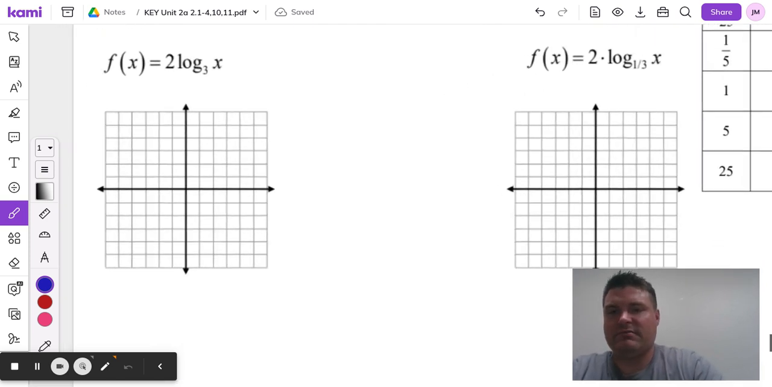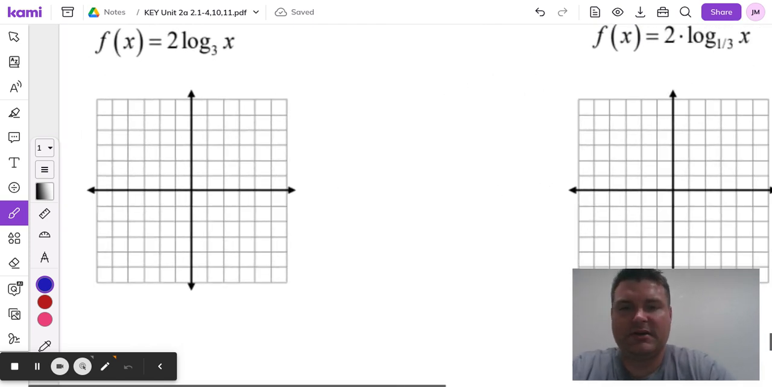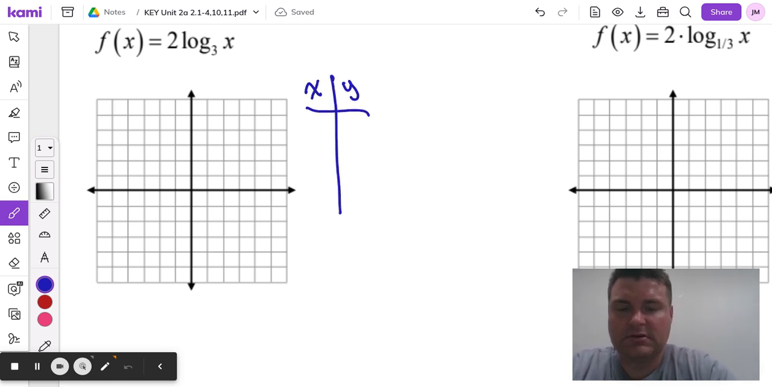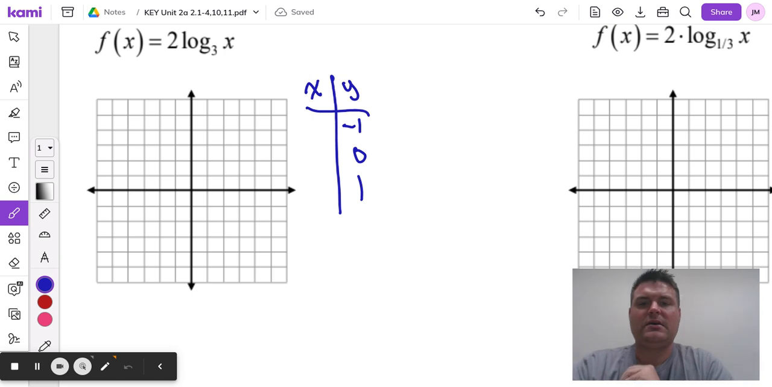So just to remind you how to sketch logs, I'll do that over here. I look at my x and y values. For exponentials, I go -1, 0, 1 on the x's, but logs are inverses, so I'm going to do that on the y's. So when y is -1, x is going to produce a 1/2. When y is 0, x is going to produce a 1. When y is 1, x is going to produce a 2.